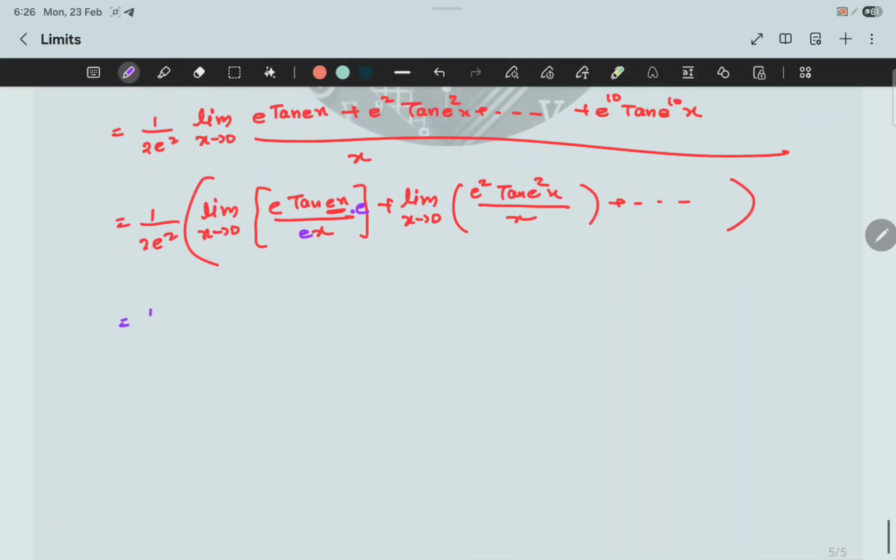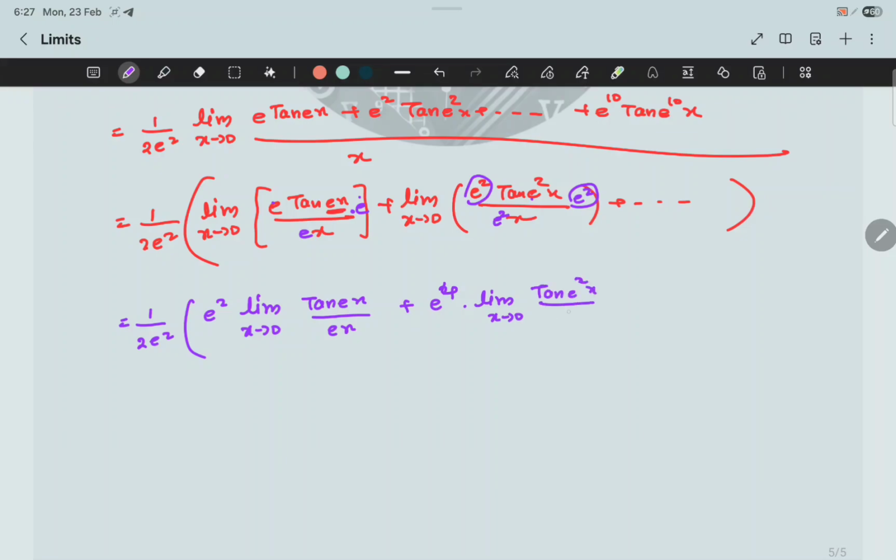Now we can write this as 1 by 2 e square into e, which is e square. We can take it outside, limit x approaches 0, we have tan ex divided by ex. Plus here, if I take e square outside, I multiply and divide with e square, so e square into e square is e power 4, I'm sorry. Now this will be limit x approaches 0 of tan e square x divided by e square x, and so on. Now this is anyways 1, this should also be 1. That means we are finally getting 1 by 2 e square into e square plus e power 4.